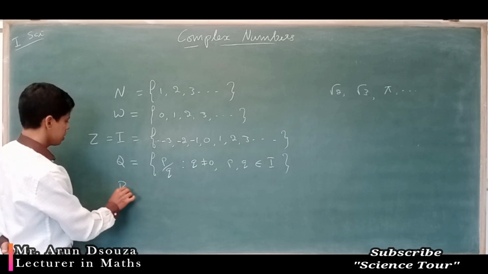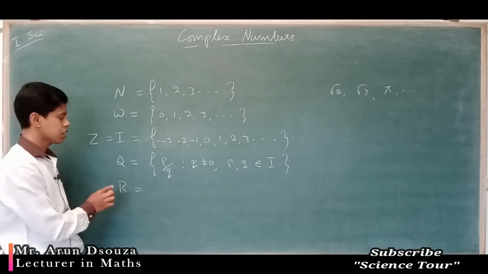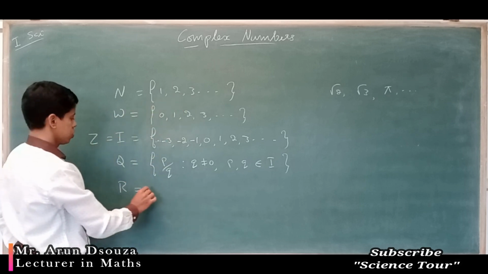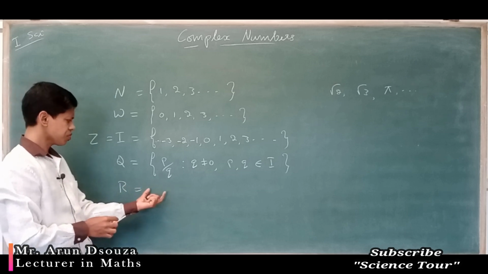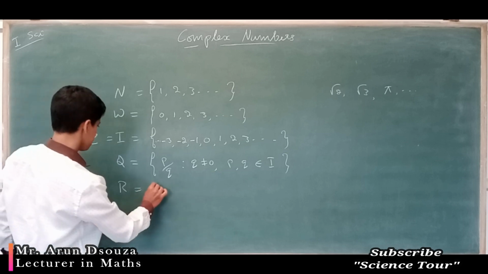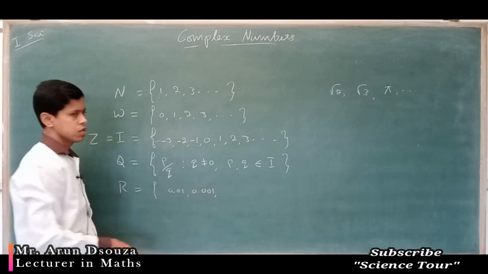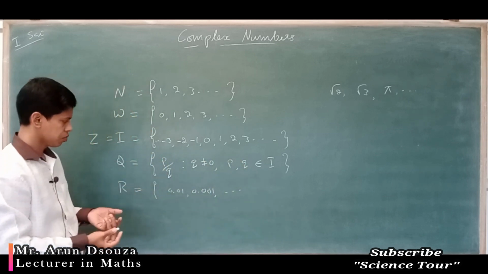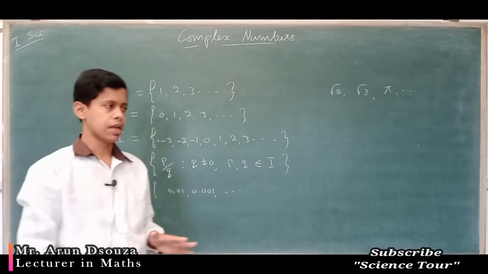Now what comes next is the real numbers. The set of real numbers consists of both rationals and irrational numbers. So you have all the numbers in the set of real numbers. Just to give an example, you have real numbers like 0.01, 0.001. Like that you have infinitely many real numbers. You have both rationals as well as irrational numbers there.